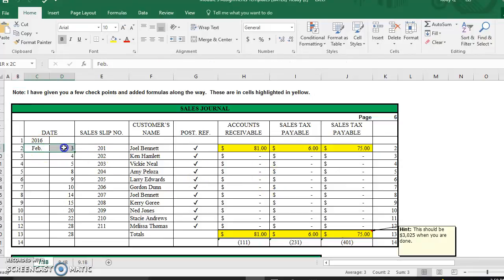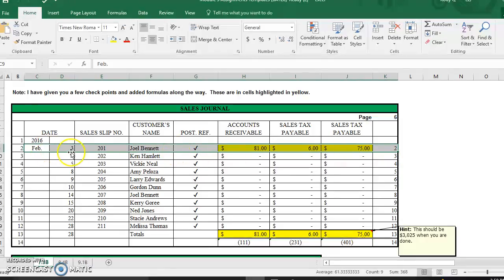So let's look at our February 3rd transaction, which is right here. On page 227, at the top of the box on February 3rd, it says that you sold Joel Bennett a box of holiday greeting cards for $75 plus sales tax of $6 on sales slip 201. So you can see I've got the February 3rd here for you, the sales slips, Joel Bennett, and then your accounts receivable. So let's think about this.